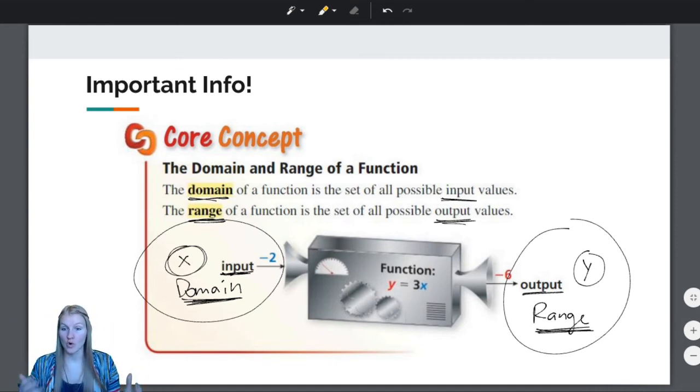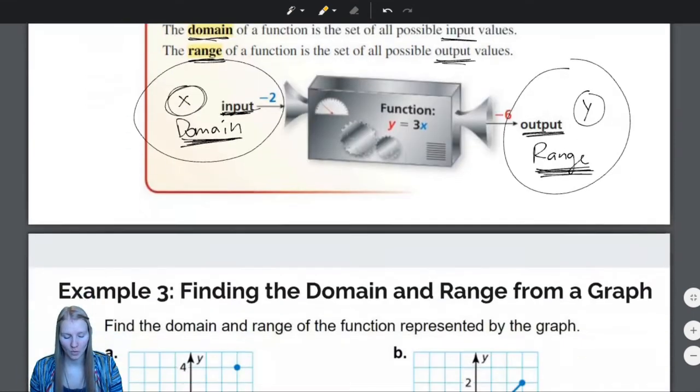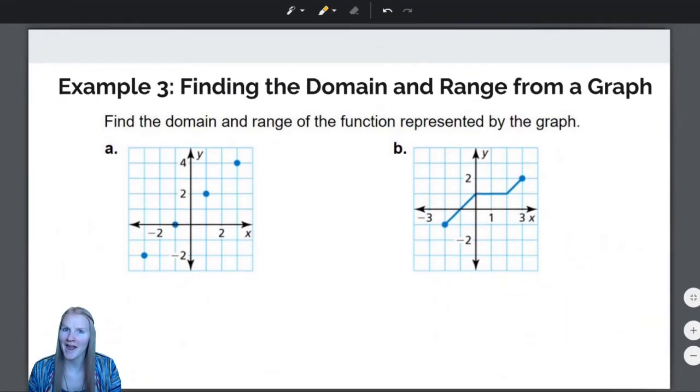Okay, great. I know my domain is my inputs. I know my range is my outputs. What does that mean? What can I do with this information? Well, I'm so glad you asked. We can find the domain and range just by looking at a graph.